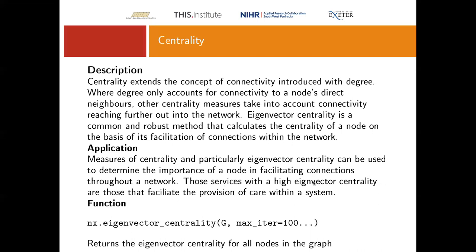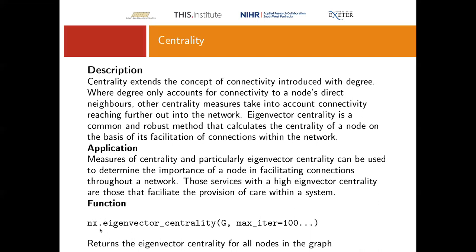So those with a high eigenvector centrality are those that facilitate the provision of care within a system. They might not provide it all, but they facilitate it. So again, taking the example of the mental health data, what we often saw was that it was the liaison teams that are the central facilitators, along with the crisis and the AMP teams, because they're interacting so heavily with all the different services across the system and facilitating the care of patients who are escalating, who require more intensive treatment.